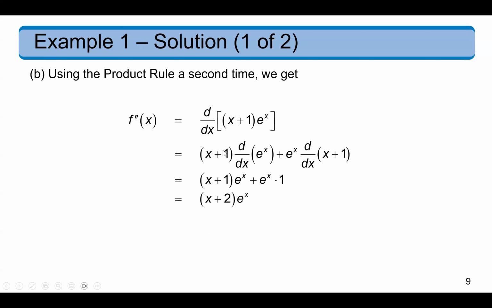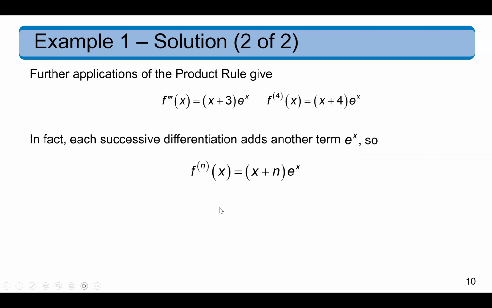Now we can find the second derivative. Let's say we have x plus 1 times e^x. This means our one function will be x plus 1. The other function is e^x. So we can say x plus 1 times the derivative of e^x plus e^x times the derivative of x plus 1. So again, the derivative of e^x is e^x, and the derivative of x plus 1 is 1 times e^x. So our answer will be x plus 2 times e^x.